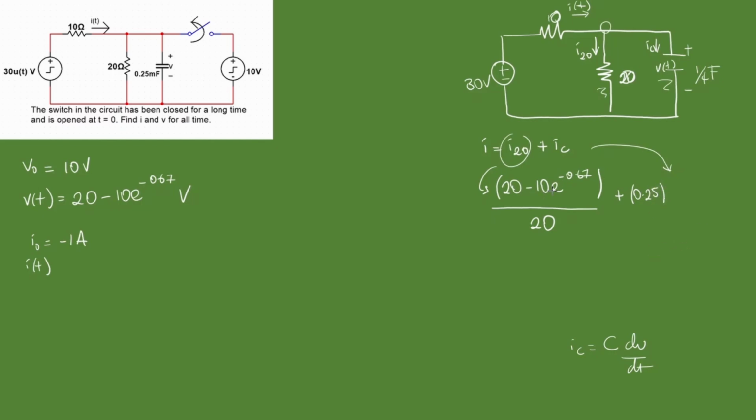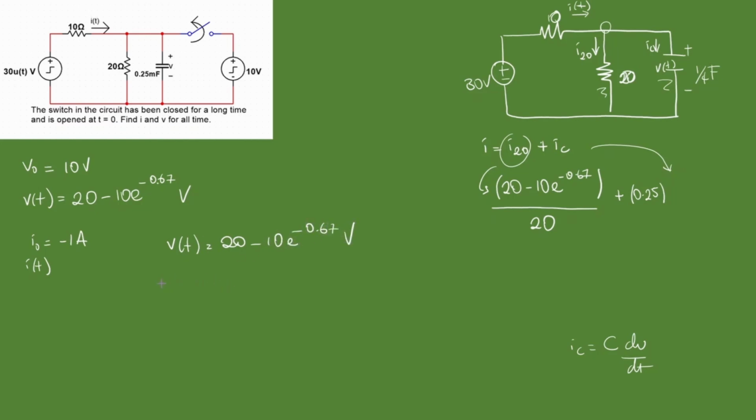Alright. Then we're going to differentiate this voltage as a function of time. Okay, relax. It's not a big issue. We have 20 minus 10 e to the minus 0.67t. There's a decimal point here, 0.67. This is a constant. So differentiating this, if V of t is 20 minus 10 e to the minus 0.67t volts.